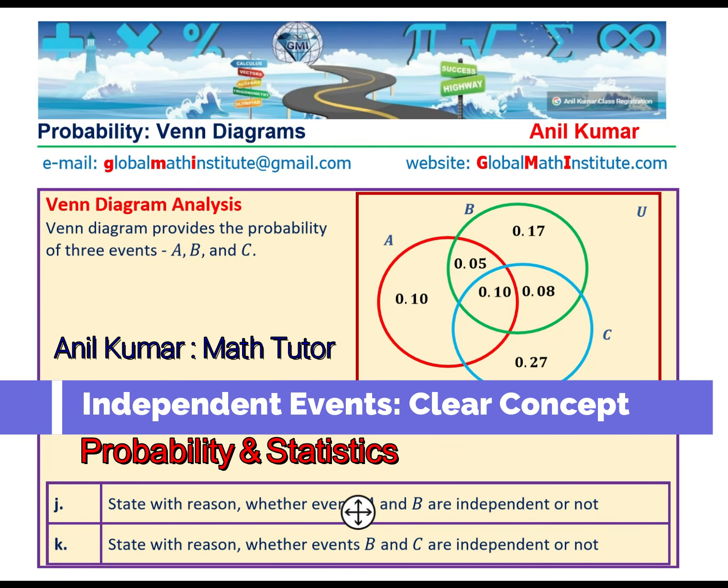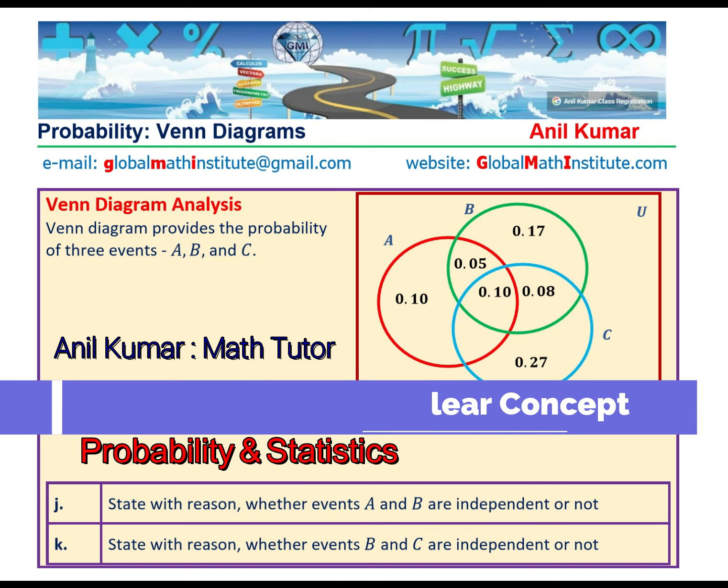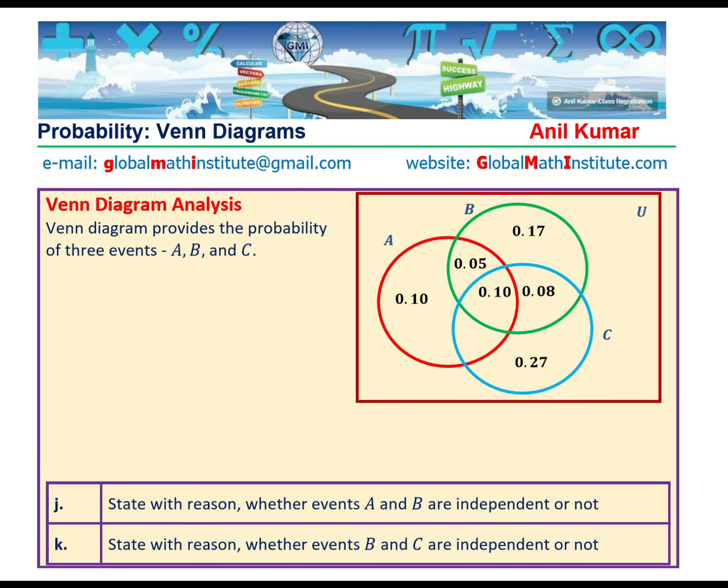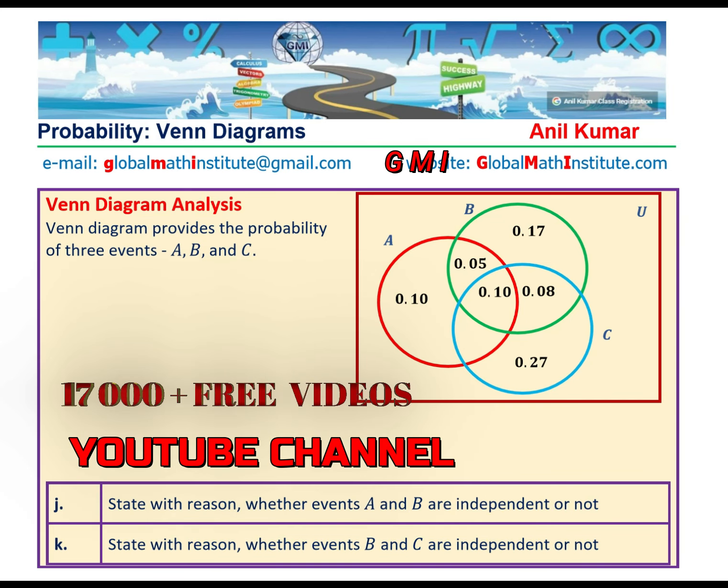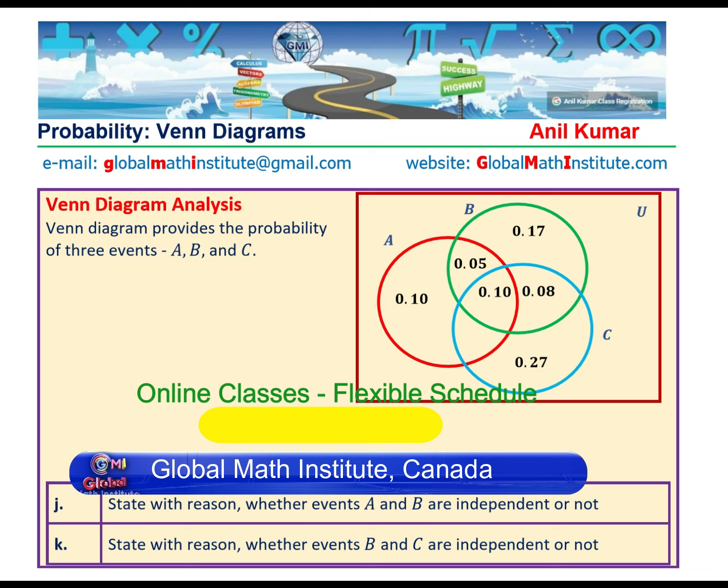What are independent events? How do we figure it out from the given probabilities in a Venn diagram? Let's understand it very clearly. Let us understand what are independent events, what are dependent events. Here is part of the question which I have discussed earlier.